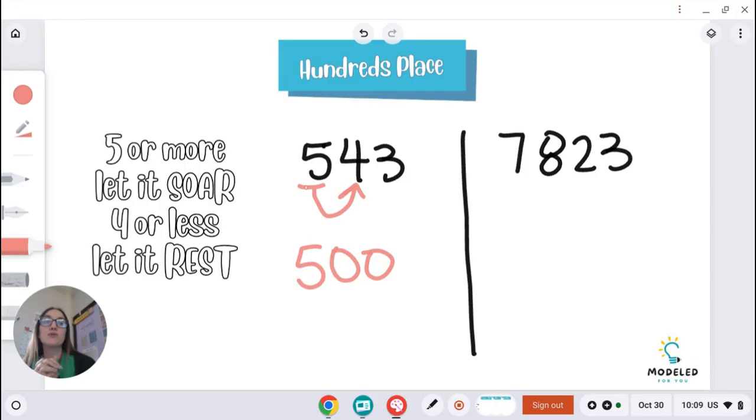The next example uses the number 7,823. Now they're asking me to round to the nearest hundreds place. So underline the number that's in the hundreds place, and in this case, that number is an 8. I'm going to take a peek next door at my 2, and I know that 2 is 4 or less, so that means that that 8 is going to rest. So I'm going to keep my 8 the same, and every number after it becomes a 0.